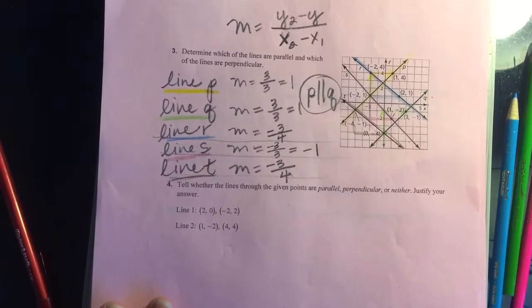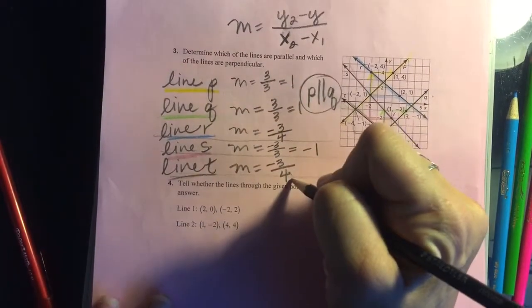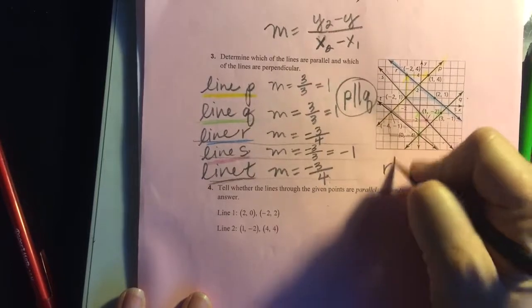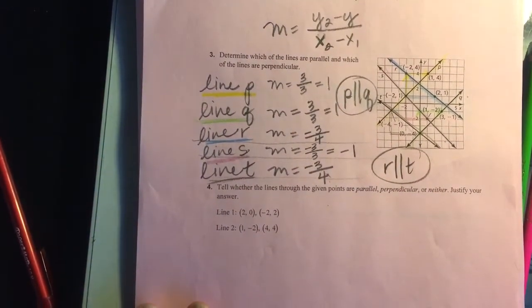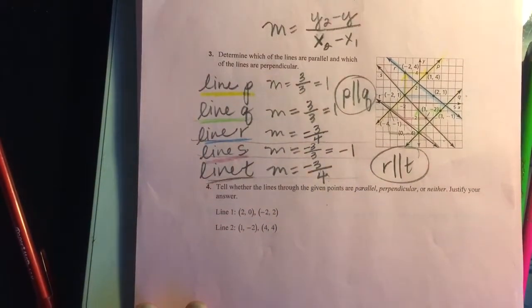Couple of things that I can observe right now. Because R and T have the same slope, I can say that R is parallel to T. I'm just going to put a loop around it. That's one more conclusion I can draw. Slopes are exactly the same.